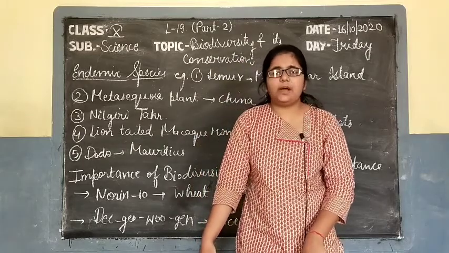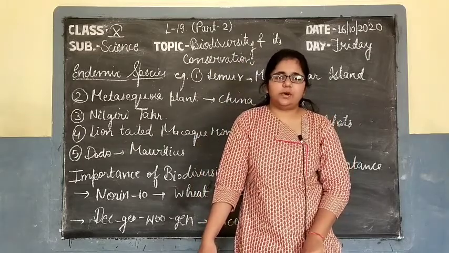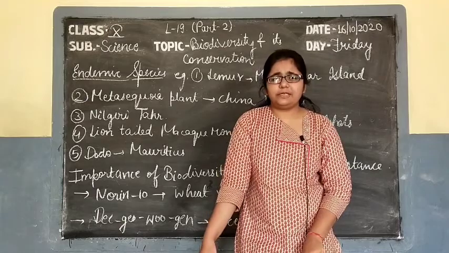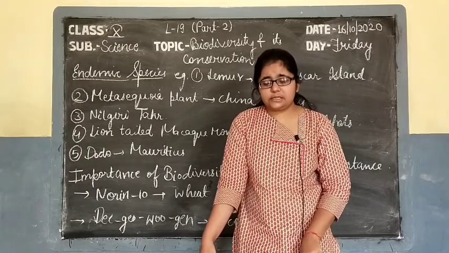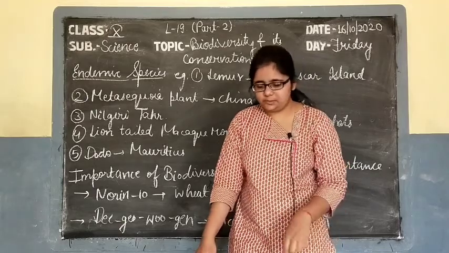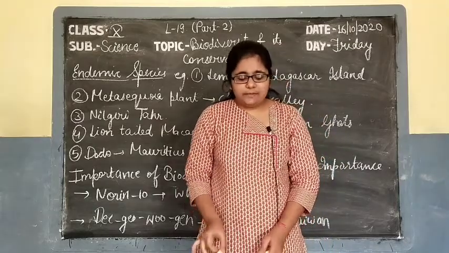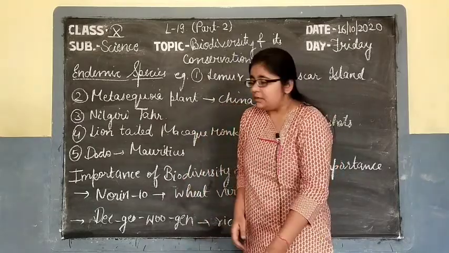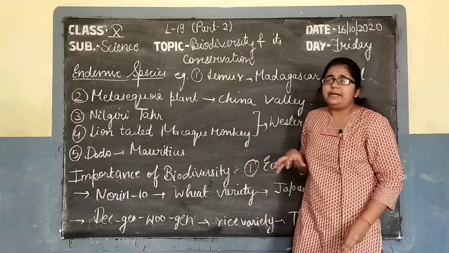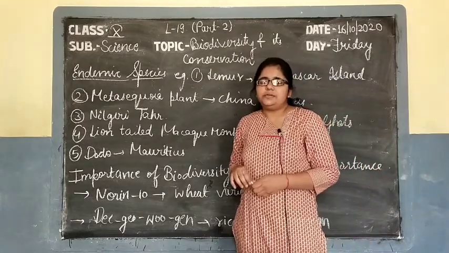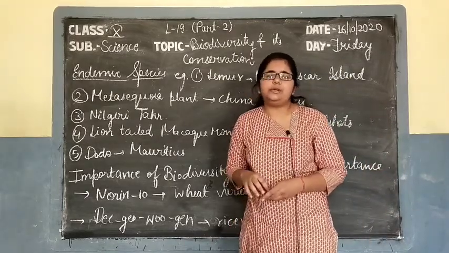Then we discussed the biodiversity hotspots, the spots where biodiversity is maximum. Here we discussed a term, endemic species. Today we will start with endemic species. So first of all, what is an endemic species? It is a species which is present in a particular area.